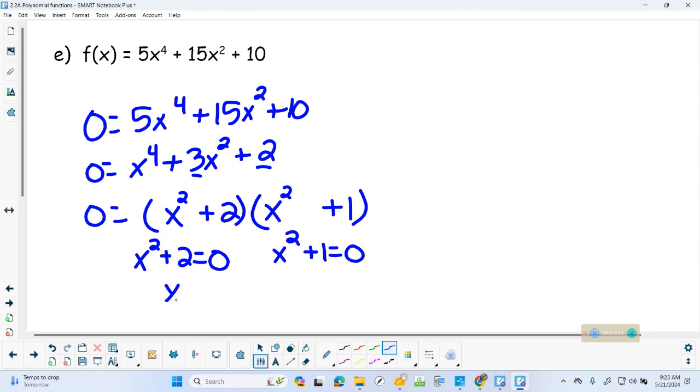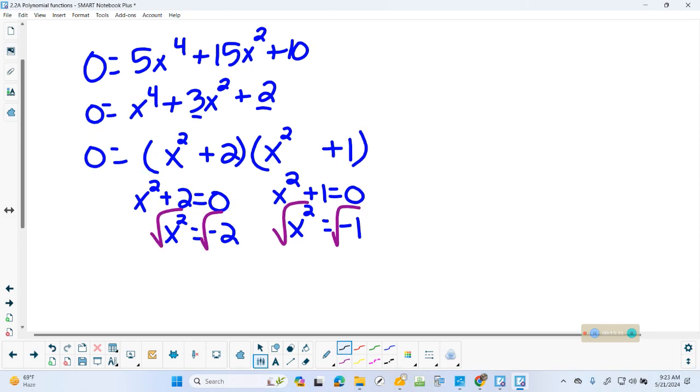So of course I'm going to subtract 2 over on this guy. I'm going to subtract 1 on this one. And we know to get rid of squaring, an easy way to do it, square root it. But we do have a little problem here. We can't square root a negative value. That puts you into the imaginary unit system. So that means we have no real solutions for this one.